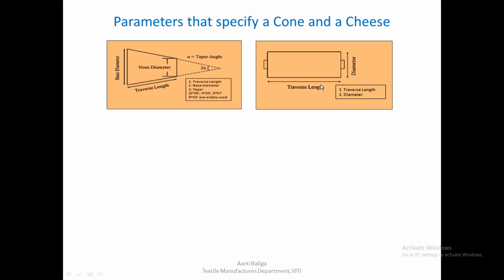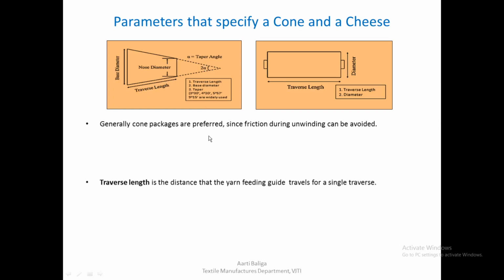So you come to cheese. Cheese has only two major parameters that describe it: the traverse length, which is the length of the package, and the diameter of the package. Generally a cone is preferred since friction during unwinding can be avoided. As you can see, if there are slanted sides, then during withdrawal it becomes easier and there is less friction involved in unwinding.